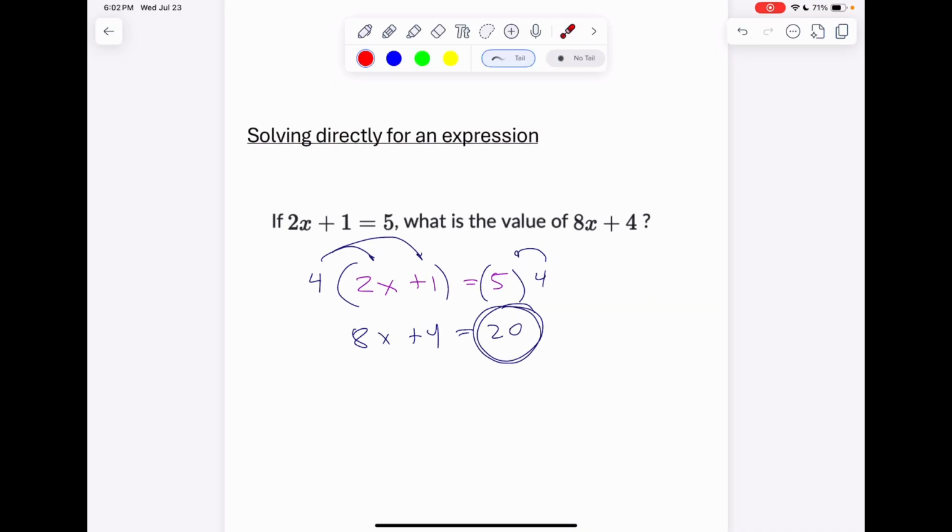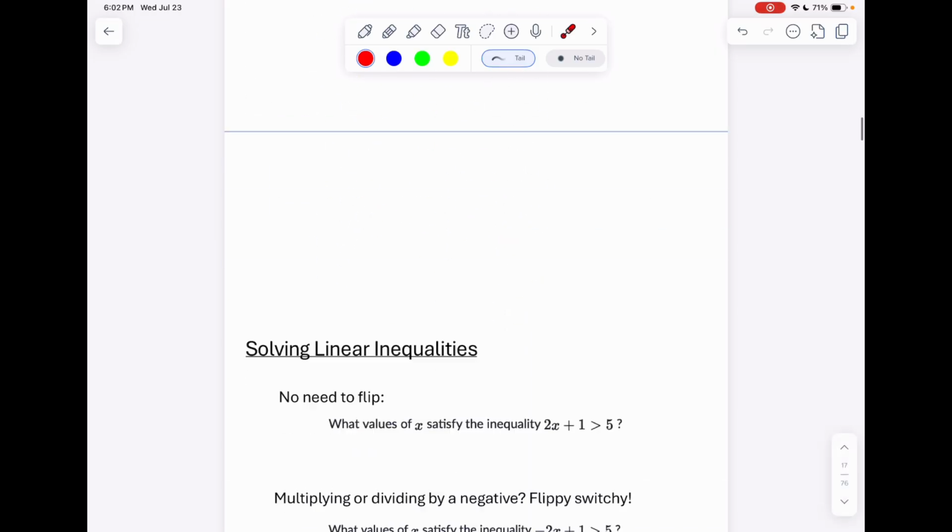Could I have solved this for x and then popped that x that I got in here? Absolutely. Could I have popped this in Desmos and found out what x is and then popped that in here? Absolutely. So we have lots of options.